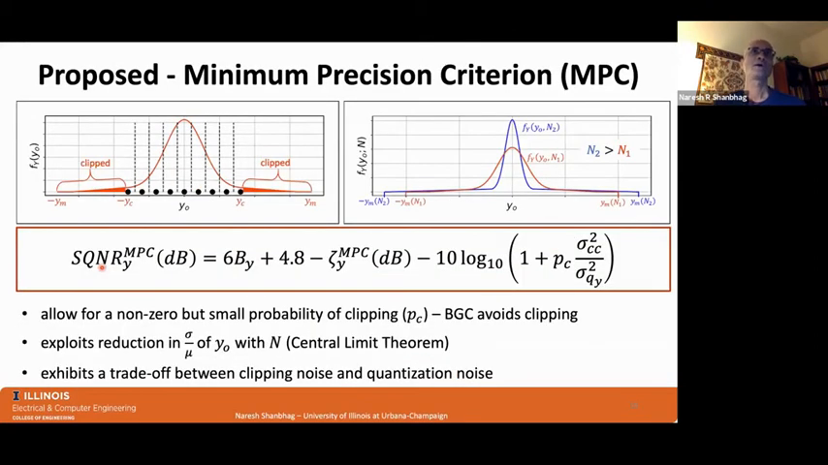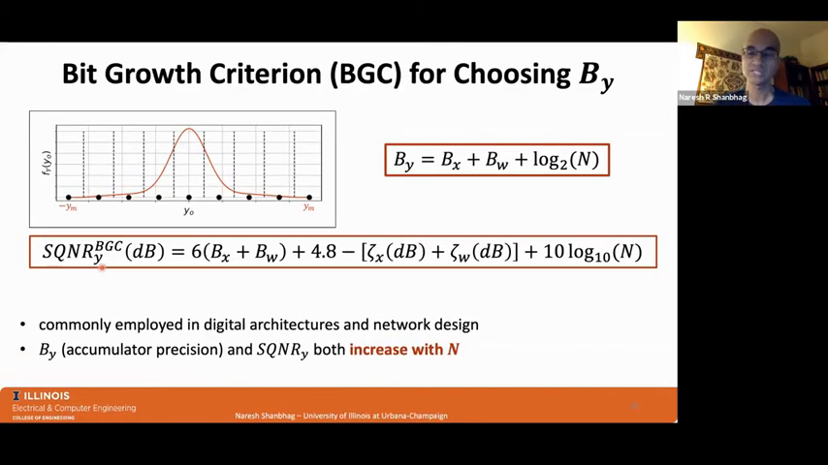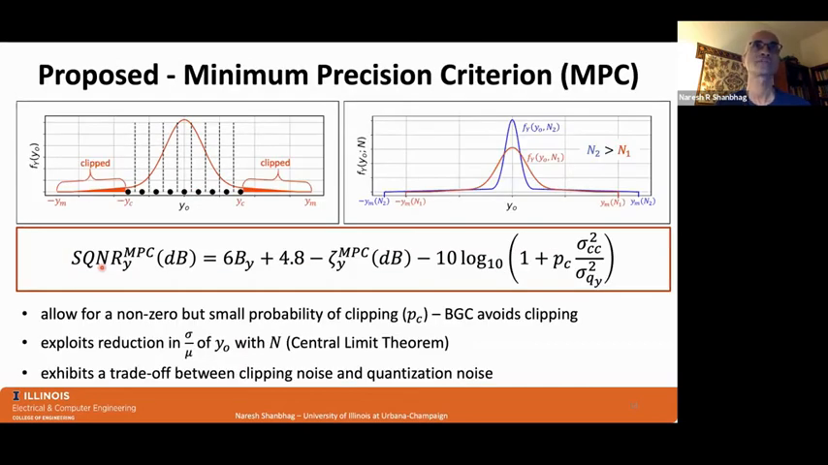Now, what we are proposing, we're going to claim that this BGC is really an overkill. You should not do that. What is the alternative? What we are proposing is a minimum precision criteria. In minimum precision criteria, the only difference is we allow a certain non-zero probability of clipping. So if that's the distribution of your output, the density function of your output, that's your max and that's your min. And typically you'll spread the quantization levels between the min and the max, right?